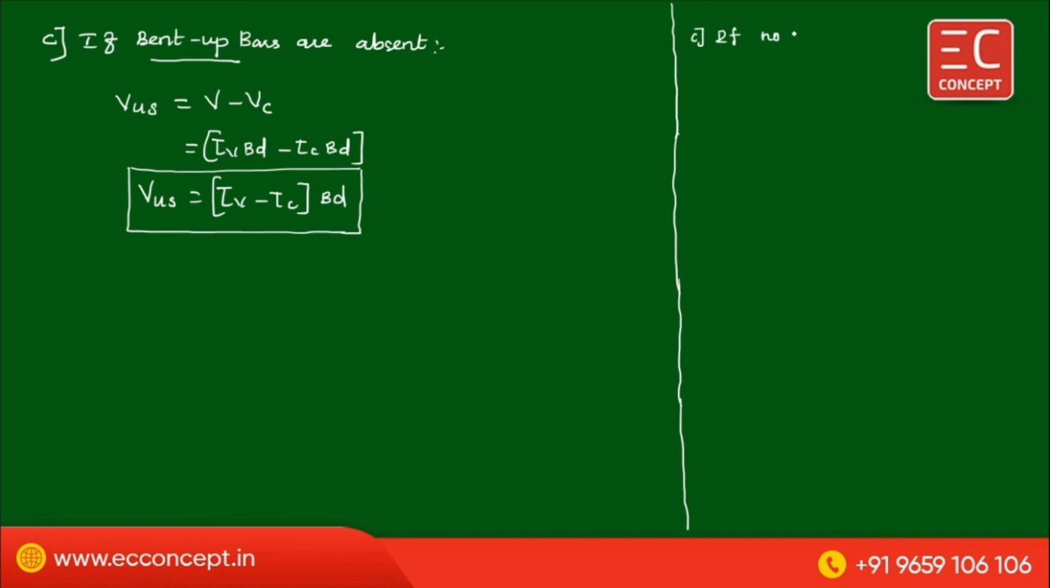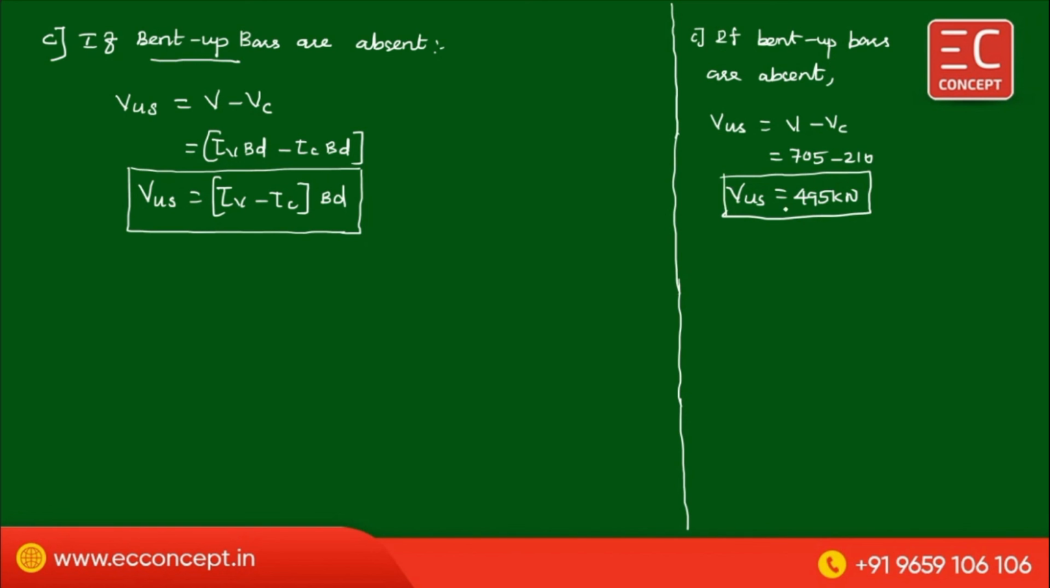If no bent up shear reinforcement, if bent up bars are absent, then what is VUS? VUS equals V minus VC, which is equal to 705 minus 210, which is equal to 495 kilonewton. So this is the VUS. You got the answer. You have to design for this.